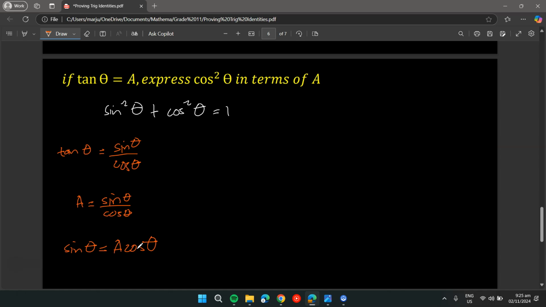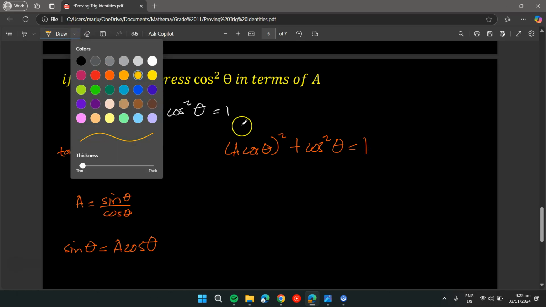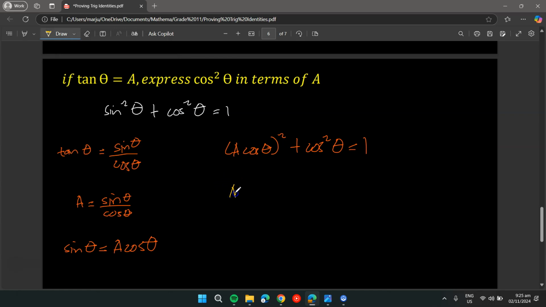Right? So using again our identity, we're going to substitute sine theta equals a cosine theta. So we're going to write a cosine theta squared plus cosine squared theta equals 1. And then once we perform this square, this will become a squared cosine squared theta plus cosine squared theta equals 1.